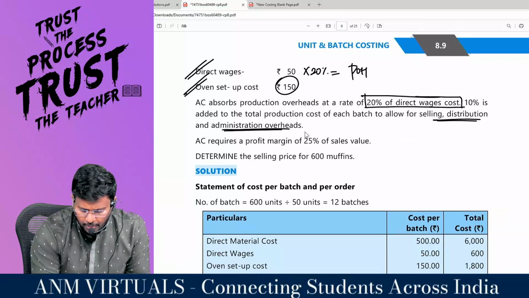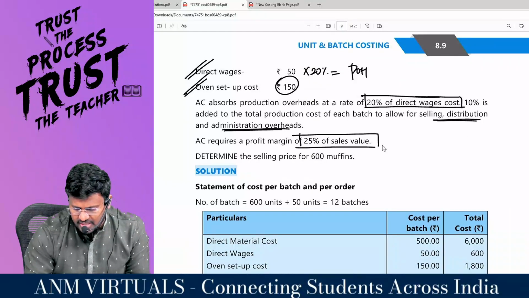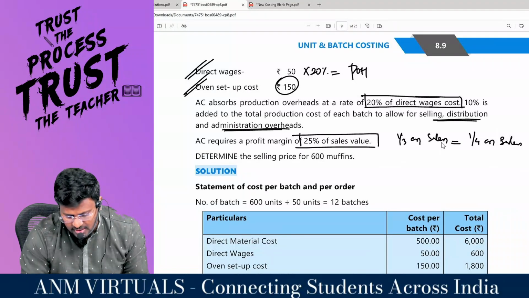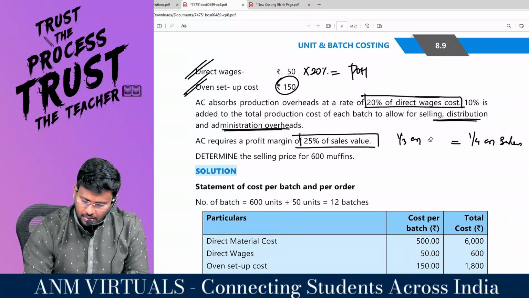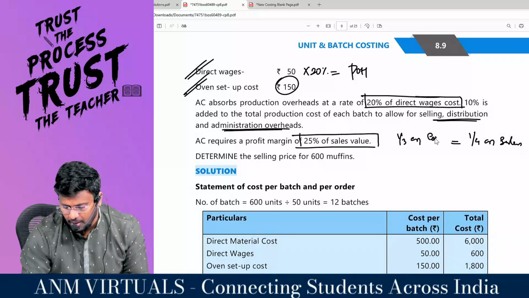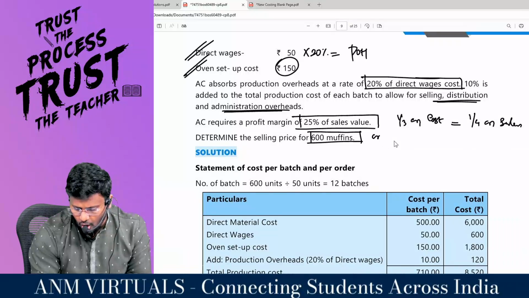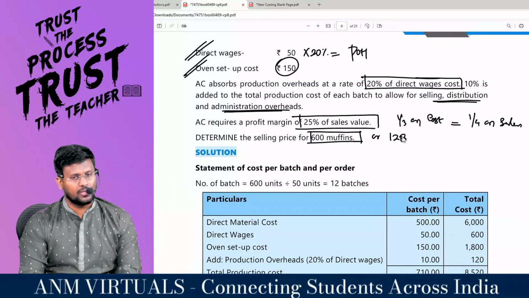AC required a profit margin of 25% on sales value, that is 1 by 4 on sales, is equal to 1 by 3 on cost. Comfortable? Determine the selling price for 600 muffins or 12 batches is the question.